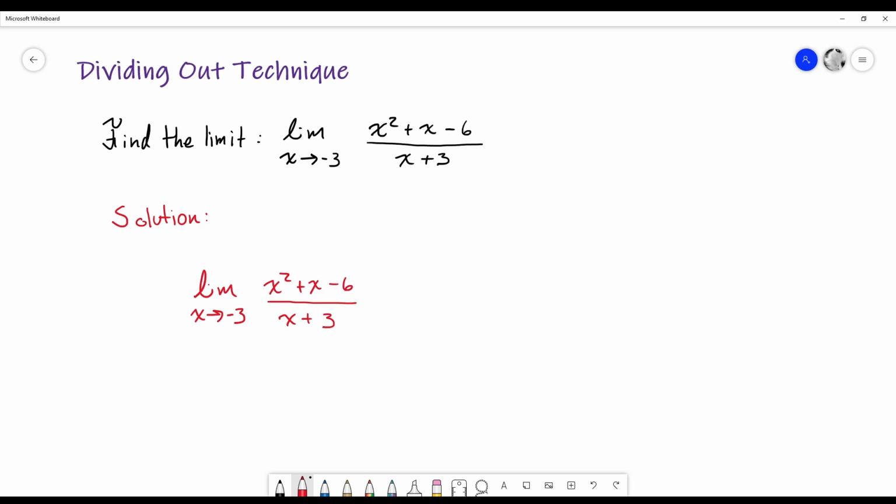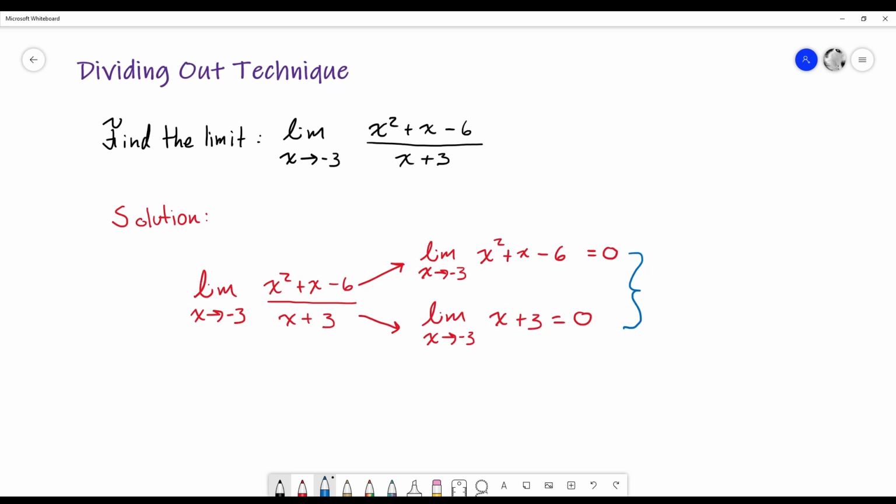In the numerator, the limit as x approaches negative 3 of x squared plus x minus 6 is going to be 0. In the denominator, the limit as x approaches negative 3 of x plus 3 is also 0. So I end up with this form of 0 over 0, which is called an indeterminate form. It doesn't make any sense. It doesn't have any mathematical meaning.